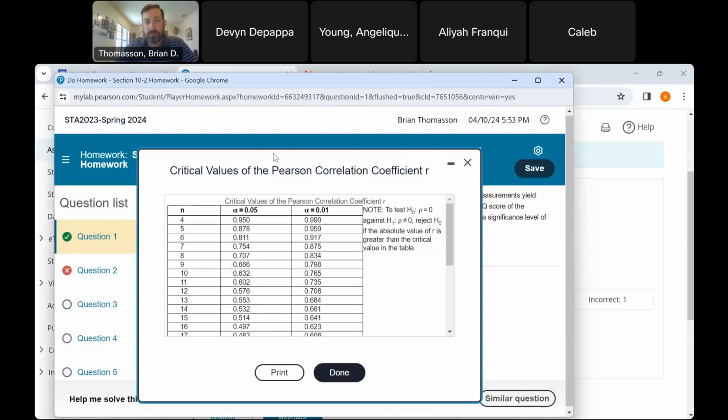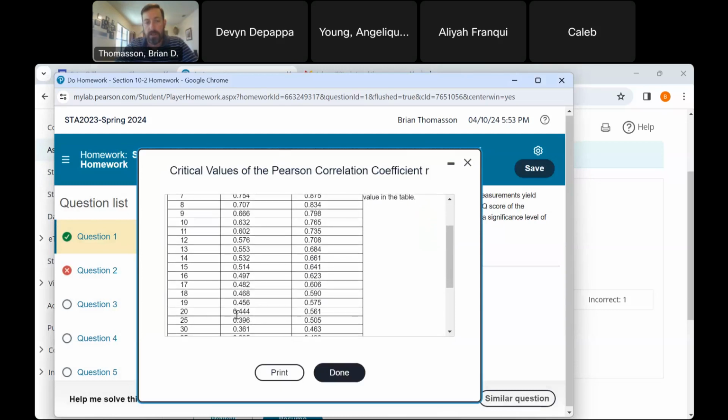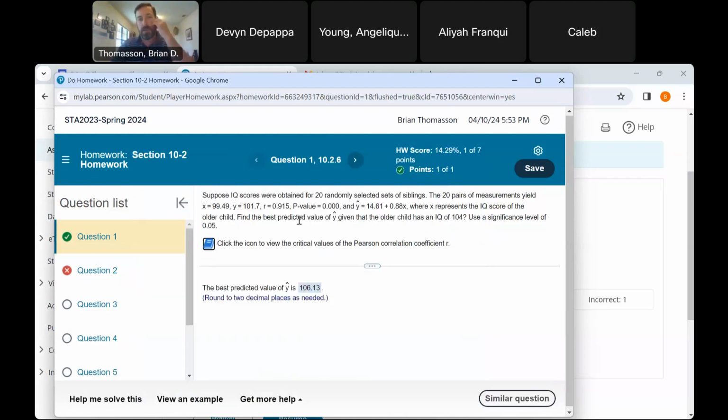So if we go to our table here, alpha 0.05 is the first column, we go down to 20, and our cutoff there is the 0.444. So our R value has to be above 0.444 in order to say there's linear correlation and use the regression equation. So here we would use the regression equation, no problem.